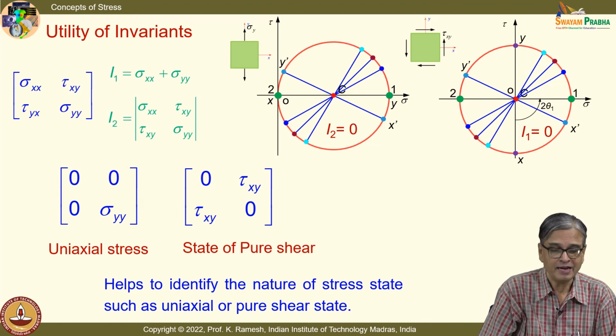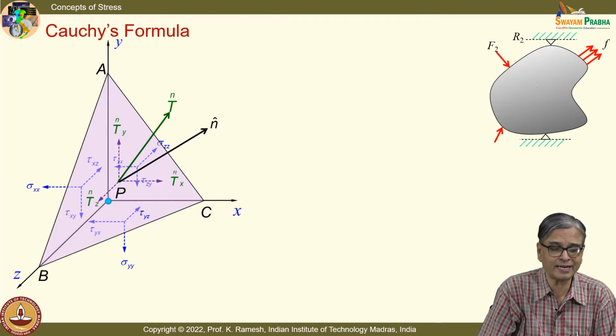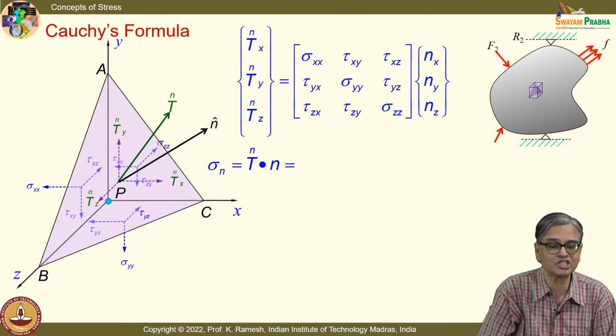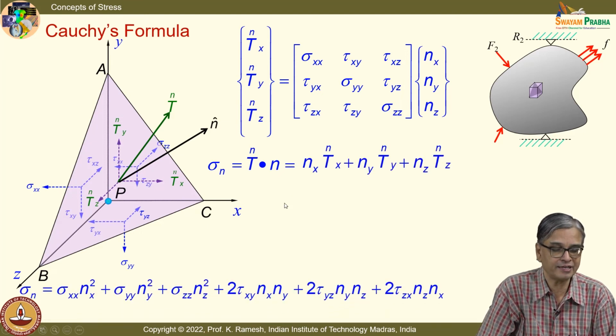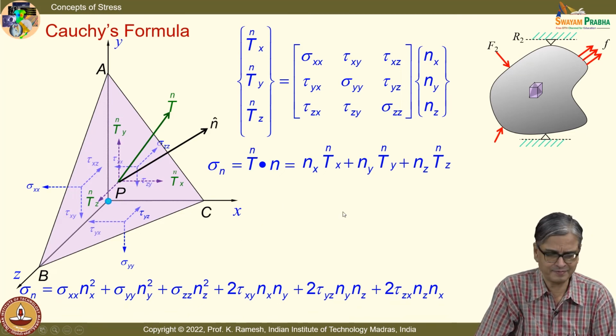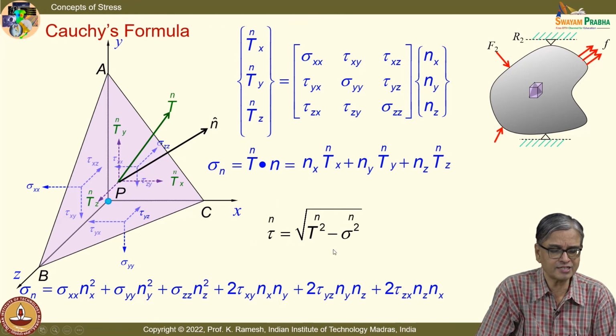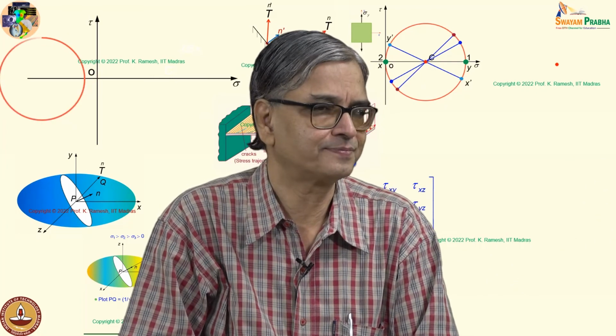Fine. And there are also advantages when I represent it in principal planes. See, we have earlier seen this Cauchy's formula, and we have also said that I should know how to write normal stress and how to write the shear stress in long expression, which we have already seen. I have shear stress as the square root of Tn squared minus sigma squared n. I can find this out, and this looks very long and difficult to compute.